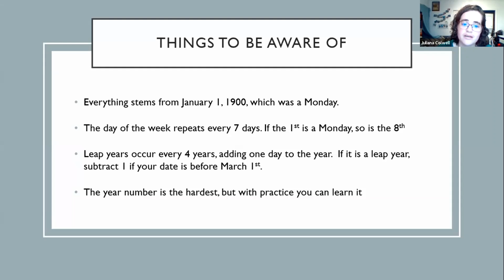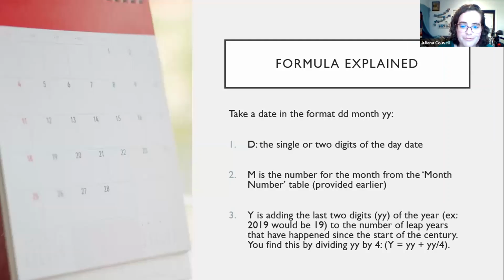Something to consider is that there are leap years that exist. So with leap years, you do need to add this to the calculation. And if it is a leap year, you need to subtract 1 if it is from January or February. The year number is the hardest, but with practice, you can learn it. I still have trouble with it. So sometimes I need to confirm if I've figured out the year correctly. And so I've memorized 2020 quite easily. And so anything from this year, I can find out quite quickly, but beyond that, it takes me a little bit more time.